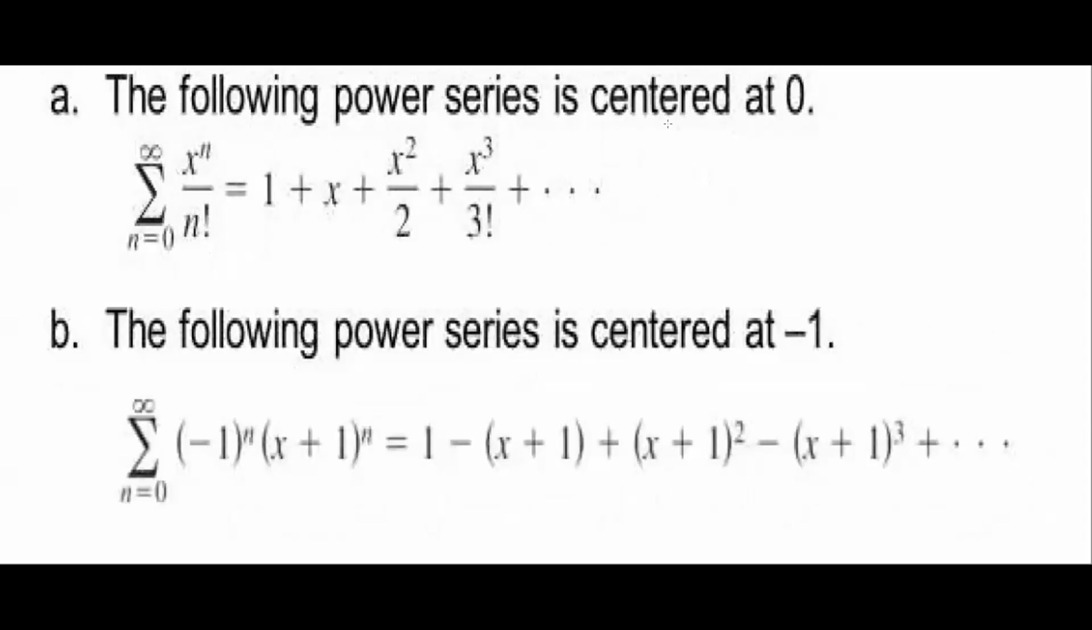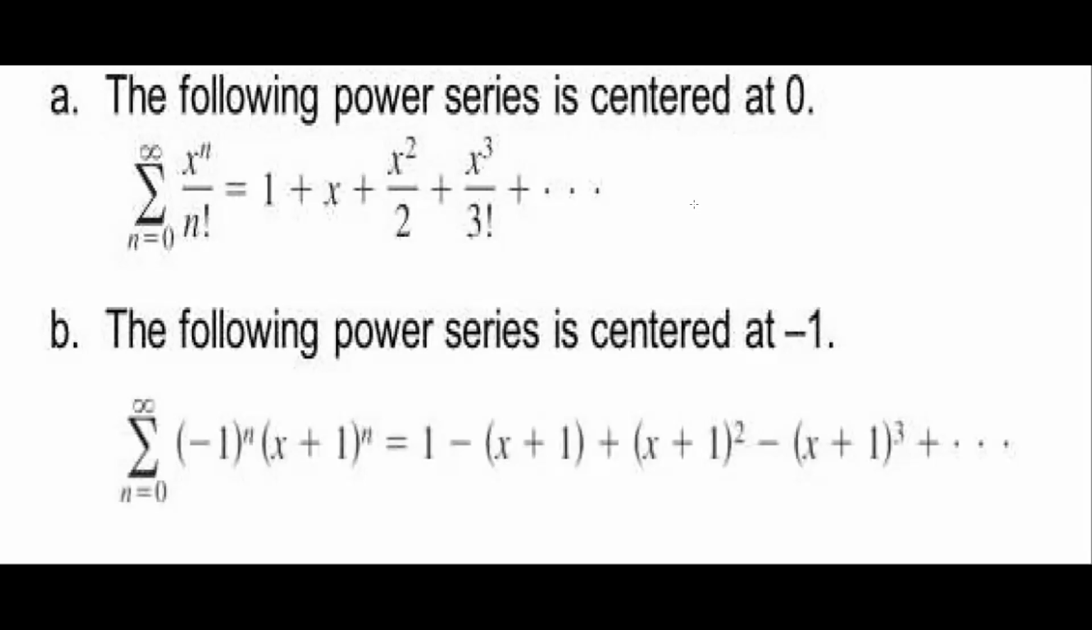So I have placed two examples of power series. The first one is around the origin. I have written it as summation n equal to 0 to infinity x to the power n divided by n factorial. If we break this summation and expand it, what we will get? 1 plus x squared by 2 plus x cubed by 3 and so on. So this is a real power series around the origin, or centered at origin.